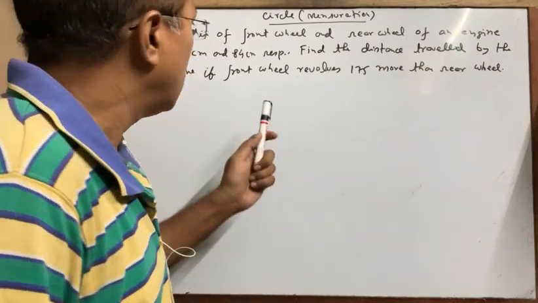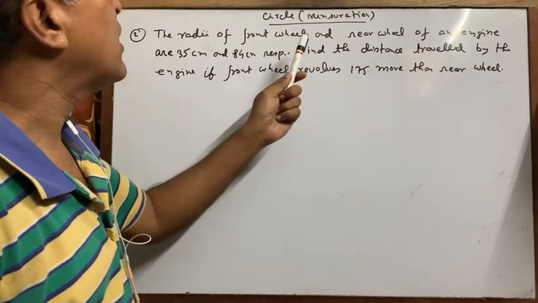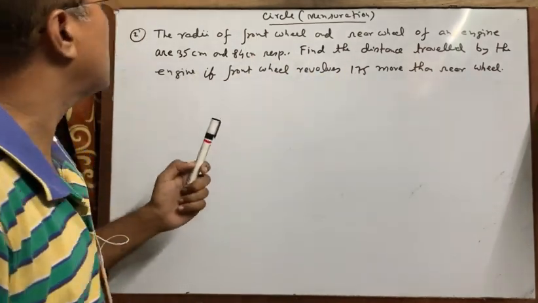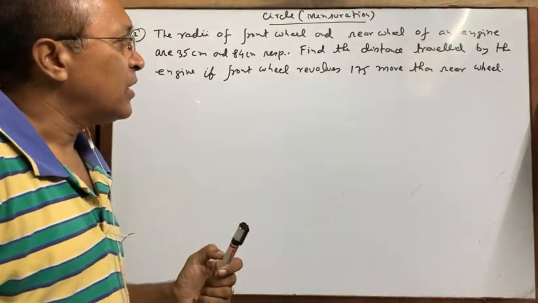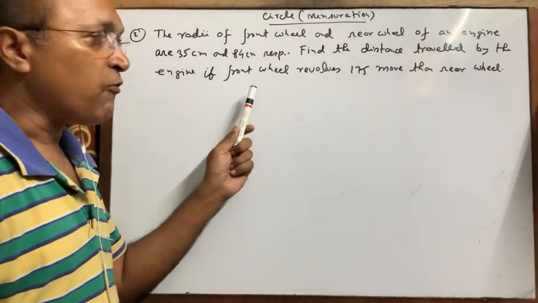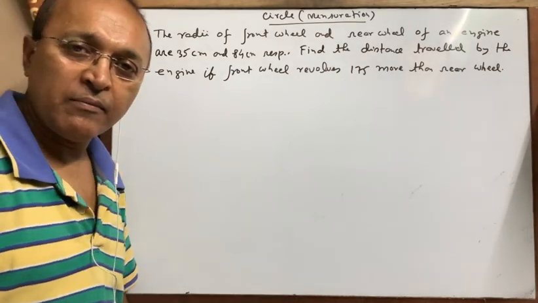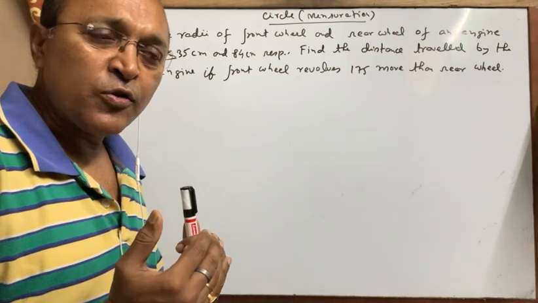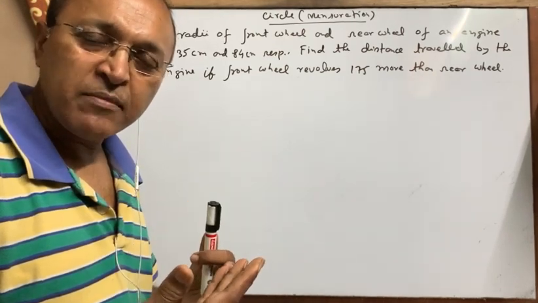Hello my dear students, this one is another very good problem. The radii of the front wheel and rear wheel of an engine are 35 centimeter and 84 centimeter respectively, right? Find the distance travelled by the engine if the front wheel revolves 175 more than the rear wheel. Means the front wheel gives 175 more rotations than the rear wheel.